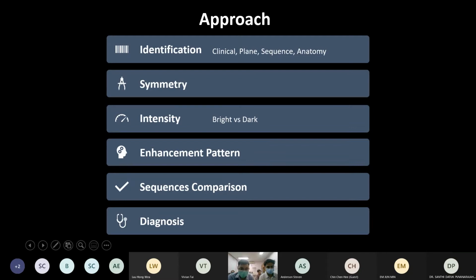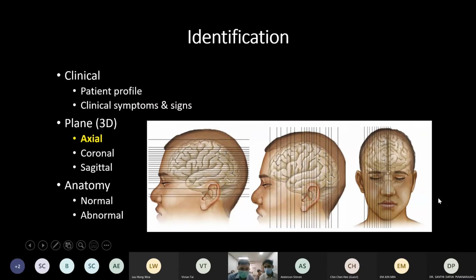Under identification, as you can see in the photo here, when you cut the head longitudinally like this, you get the axial view. If you cut the head front and back, you get a coronal view. And if you cut from left to right, side by side, then you get a sagittal view. But today we're going to focus predominantly on the axial view, because this is the one that we commonly see.